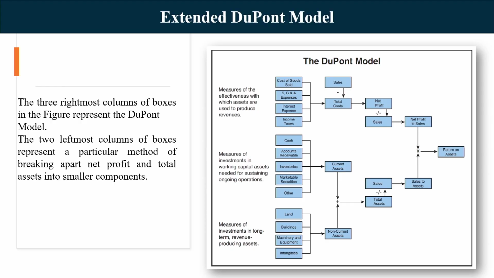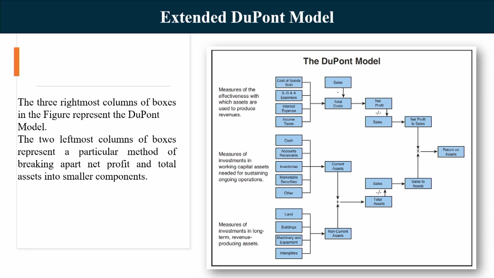Now let us look into the second dimension, the sales to asset ratio. These are measures of the investment in the working capital assets needed for sustaining ongoing operations, as well as measures of the investment in long term revenue producing assets. So basically operating assets as well as permanent or long term assets. What comes under operating assets? It is the cash that is with the business, the accounts receivable, the inventories left, the marketable securities and some other current assets, which can be immediately liquidated.